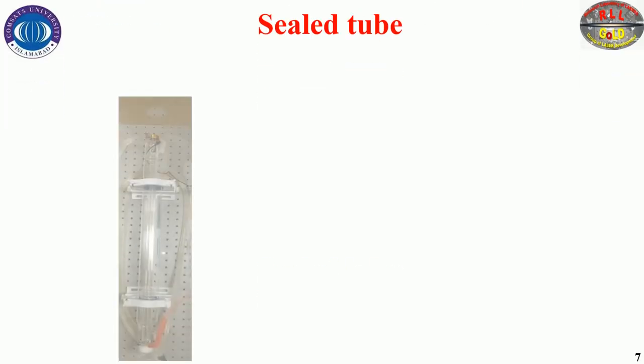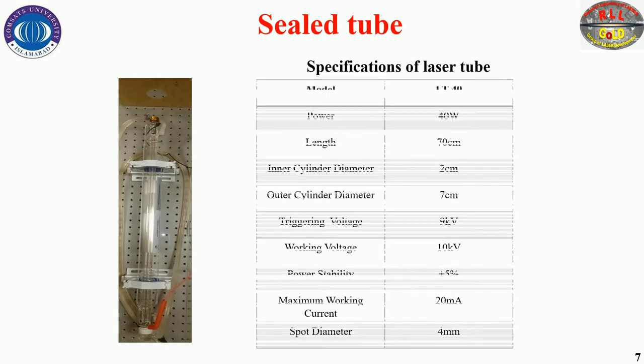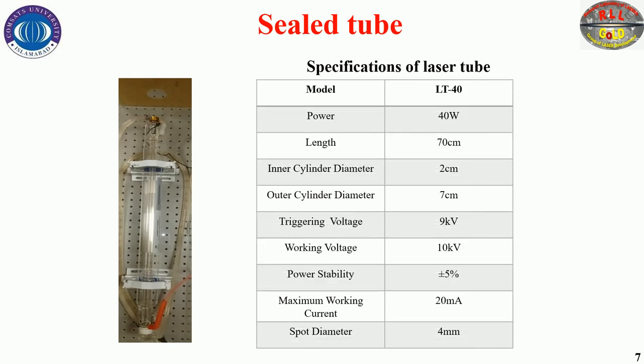This is the sealed tube we are using in our laser system, and this is the specification of our laser tube. From this tube we can get an output power of almost 40 watt. The length of this tube is 70 centimeter. The inner cylindrical diameter is 2 centimeter, which is filled with the mixture of gases. The outer cylindrical diameter is 7 centimeter, which is used to circulate water to extract the heat from the laser cavity. Triggering voltage is 9 kilovolt.